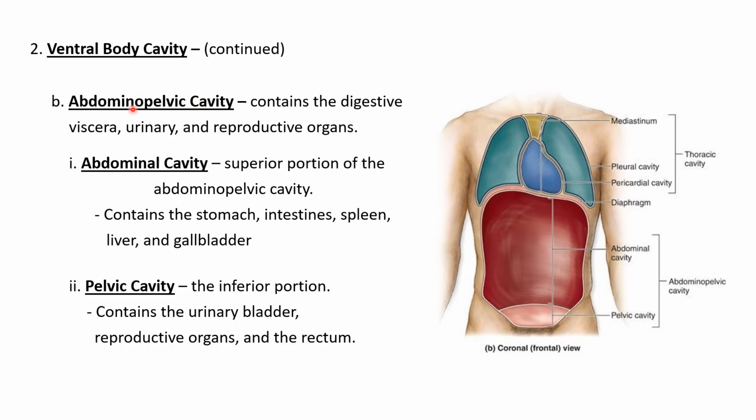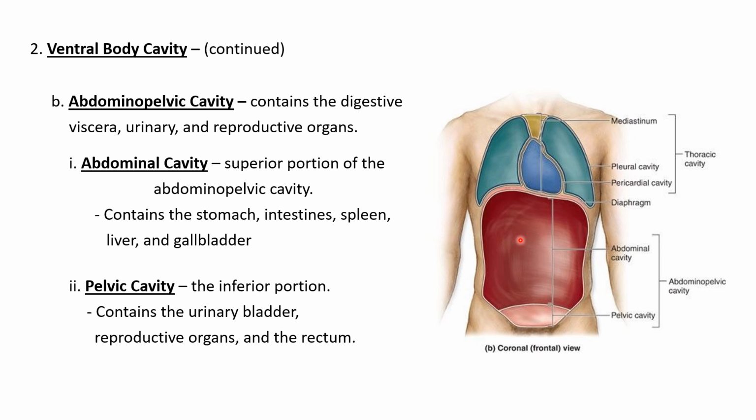So the abdominopelvic cavity. Isn't this interesting? It looks like two words, abdomino for abdominal and pelvic for pelvic, right? Well, look, this is actually divided into the abdominal cavity and the pelvic cavity. And there's really no wall separating them like the diaphragm here. But the abdominal cavity is the superior portion. See, superior, it is above or toward the ceiling compared to the pelvic cavity.